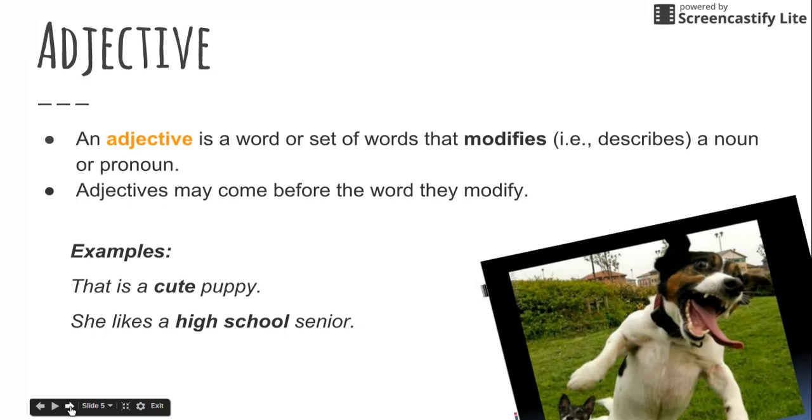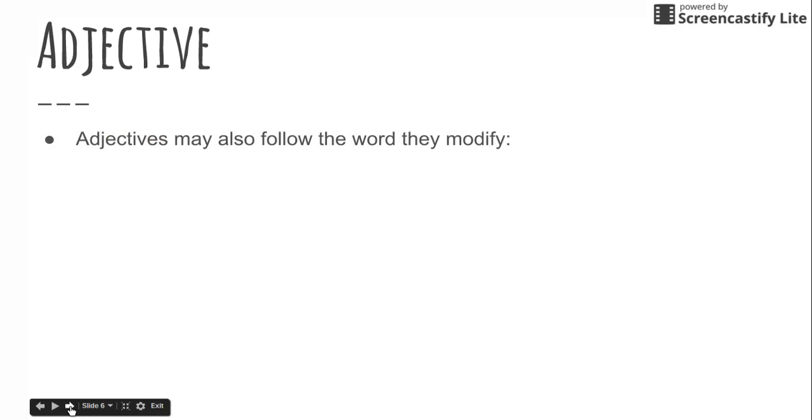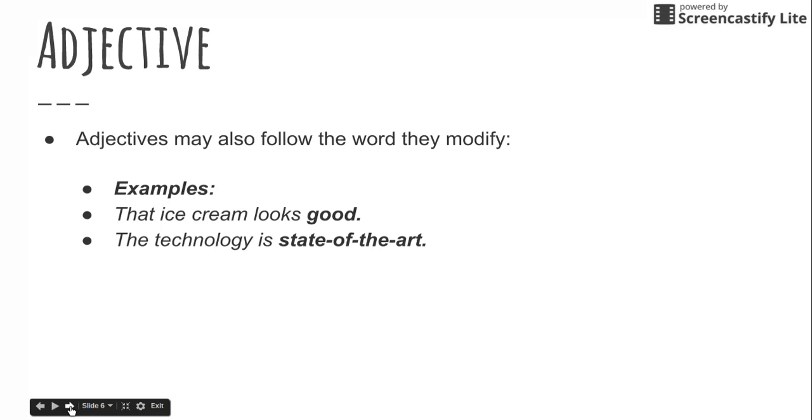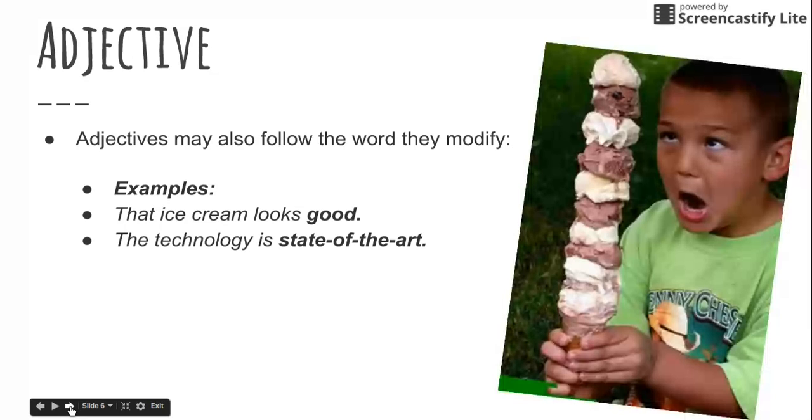All right, moving on. Next thing you should know, sometimes adjectives can also follow the words that they modify. For example, that ice cream looks good. We could have said the good ice cream, but instead we decided to move it to the end of the sentence. So you just need to know adjectives can follow the word. The technology is state-of-the-art, rather than saying the state-of-the-art technology. Okay? Wow. Now I'm kind of hungry. Better go to the next slide.